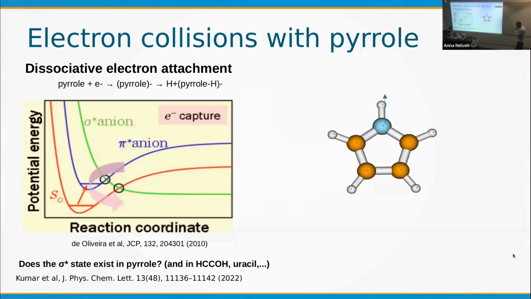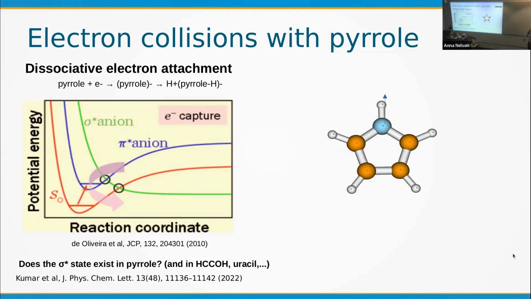Now the last example is electron collisions with pyrrole. In pyrrole, there is a possibility of dissociative electron attachment, in which case, again, a neutral hydrogen is formed. And sometimes you would see pictures like this, where people would say, okay, so the electron comes in, it attaches to some kind of pi-star resonance, which by itself is non-dissociative, but then it couples to a sigma-star resonance, which is dissociative, and then it leads to the breakup of the molecule. Okay, but does this sigma-star resonance actually exist? There's no confirmation of that.